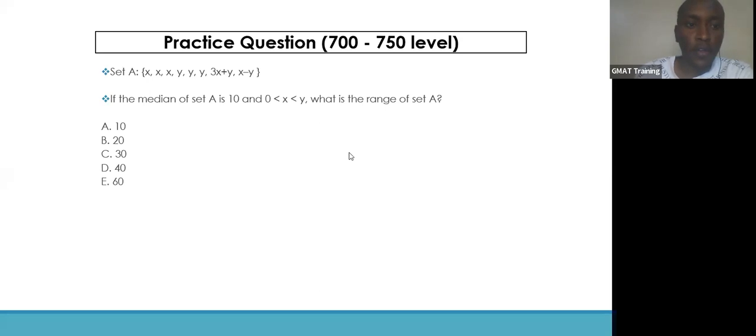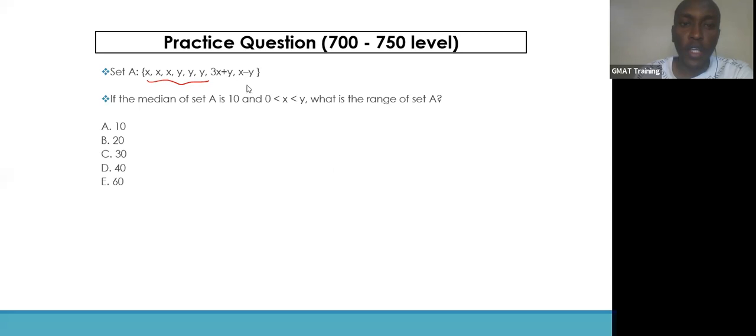Give this other question a try, and then I'll jump in. So we have set A as X, X, X, Y, Y, Y, 3X plus Y, then X minus Y. If the median of the set A is 10 and 0 is less than X is less than Y, what is the range of the set A? So is it arranged in the first place? We know that X is less than Y. Therefore, from this part, it's arranged.